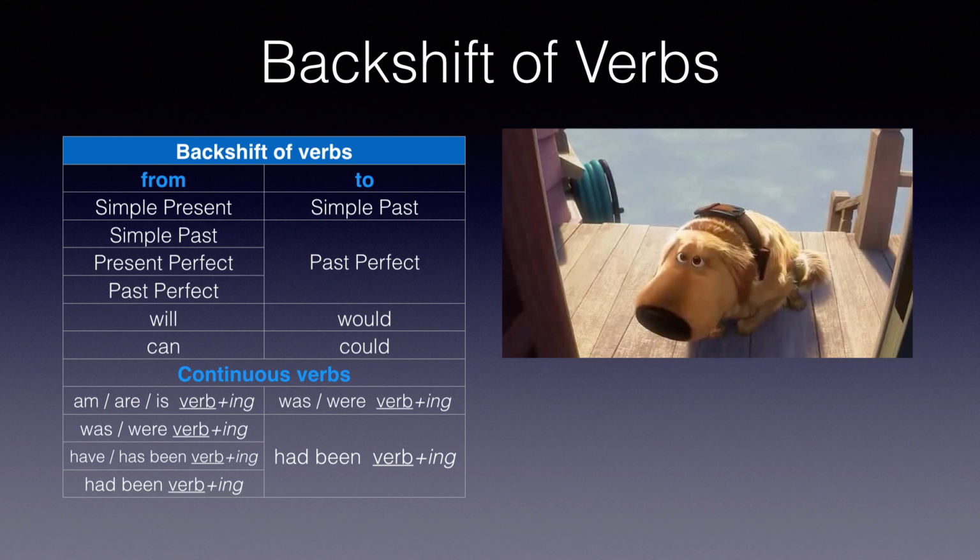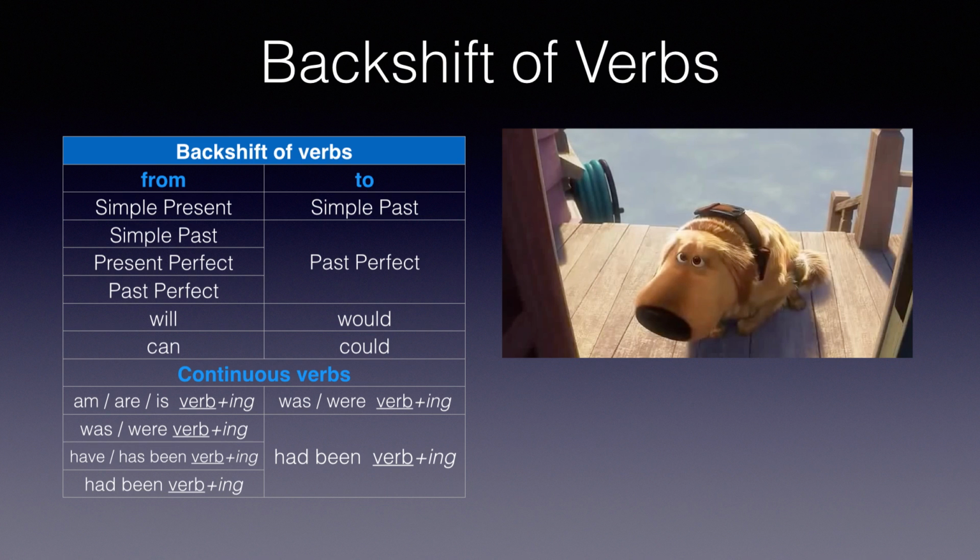There are a number of backshifting possibilities. This chart shows you what each verb tense should change to if you are backshifting. For example, simple present changes to simple past, but simple past changes to past perfect. Present perfect also changes to past perfect, but past perfect doesn't change at all, because there aren't any more verb tenses behind the past perfect verb.